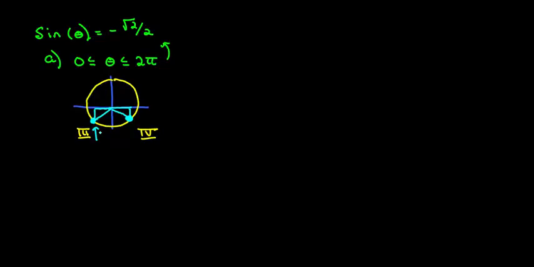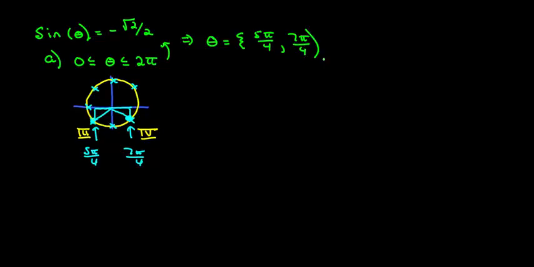So this one is going to be at, now we can count our pi's over 4, so 1 pi over 4, 2 pi over 4, which is pi over 2, 3 pi over 4, 4 pi over 4, 5 pi over 4, 6 pi over 4, 7 pi over 4. So our answer is that theta would be equal to 5 pi over 4 and 7 pi over 4.